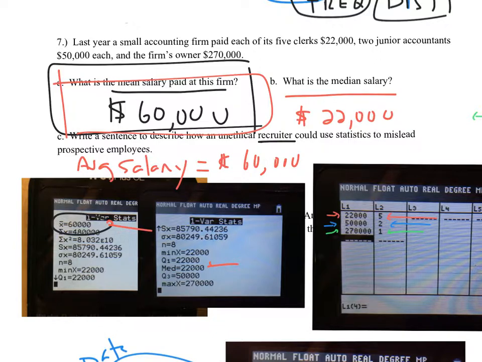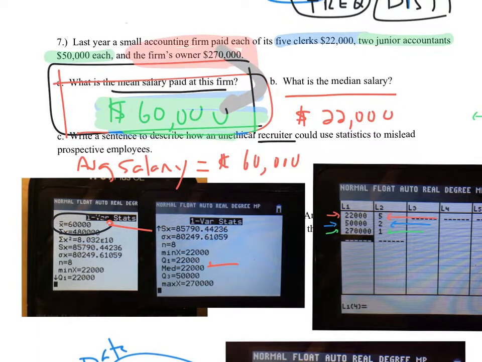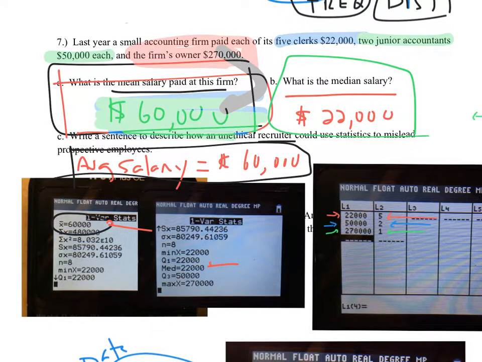But if you look at the employees' salaries, 5 clerks make $22,000, so that's less than the mean. 2 junior accountants make $50,000 each. That again is less than the mean. There's only one person at this company, the firm's owner, that makes more than the average. So although mathematically it's true to say, come work for us, the average salary at our company is $60,000, what an ethical recruiter would do is say, come work for us, but here's the truth, the median salary is $22,000. So that's how you can use data to mislead.